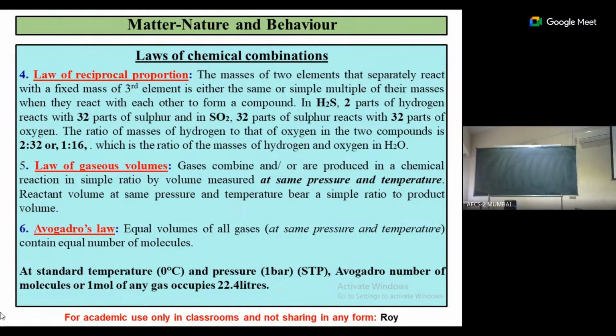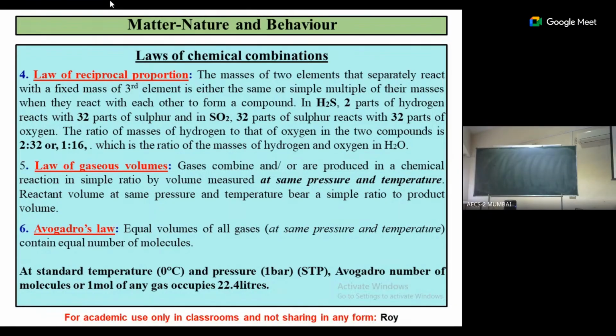Avogadro's law, what does it state? Equal volumes of all gases at the same pressure and temperature contain an equal number of molecules. So at STP, what is STP? 1 bar and 0 degrees centigrade. At that condition, the Avogadro number, that is 6.022 times 10 to the power 23, molecules of all gases, all ideal gases rather, occupy 22.4 liters. So this is Avogadro's law.